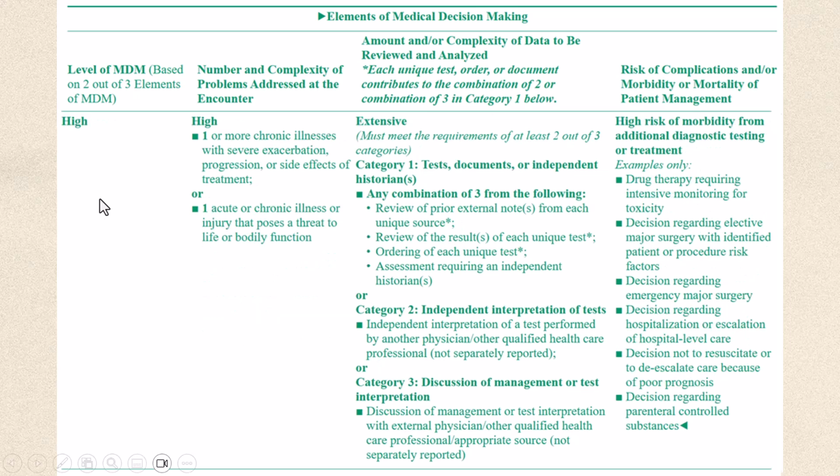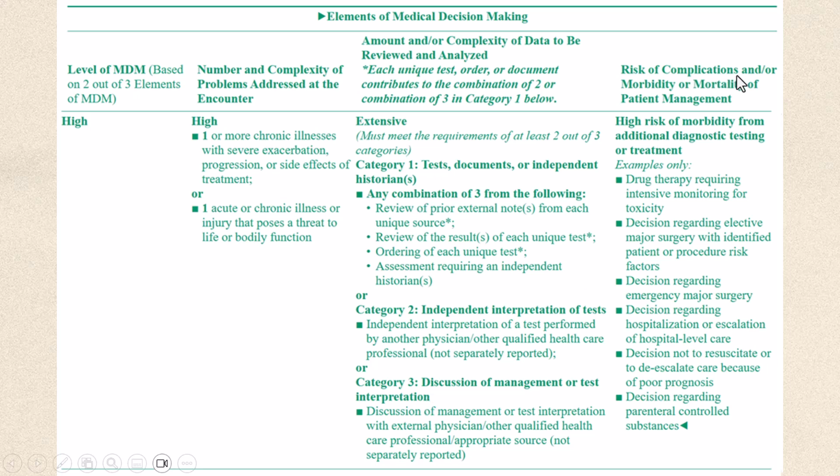The MDM level is high under the following conditions. The number and complexity of problems addressed at the encounter is higher. For example, one or more chronic illnesses with severe exacerbation, progression, or side effects of treatment, or one acute or chronic illness or injury that poses a threat to life or bodily function. The amount and complexity of data to be reviewed and analyzed is extensive, so it must meet the requirements of at least 2 out of 3 categories. So you have to read these things.